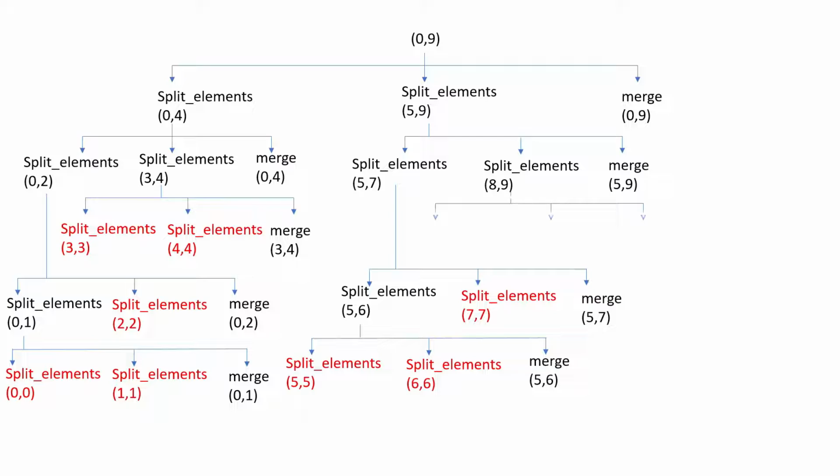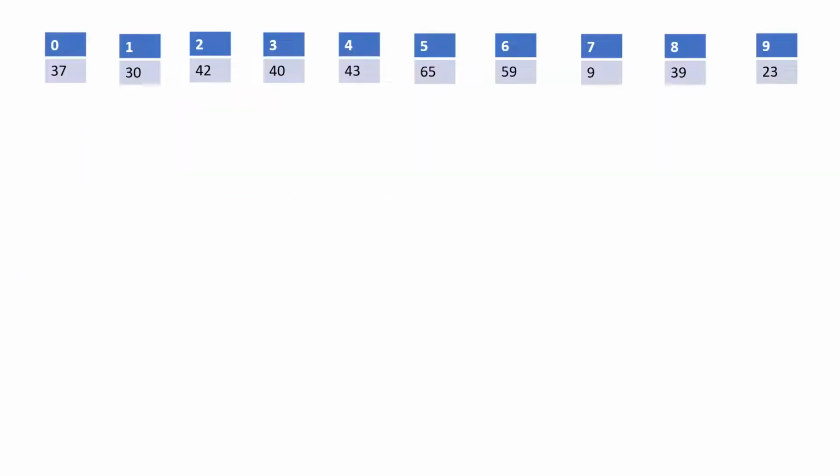Now let us see how to merge these elements. After splitting every element we have to merge as per the division. First of all we have to merge the elements in the indexes 0 and 1.